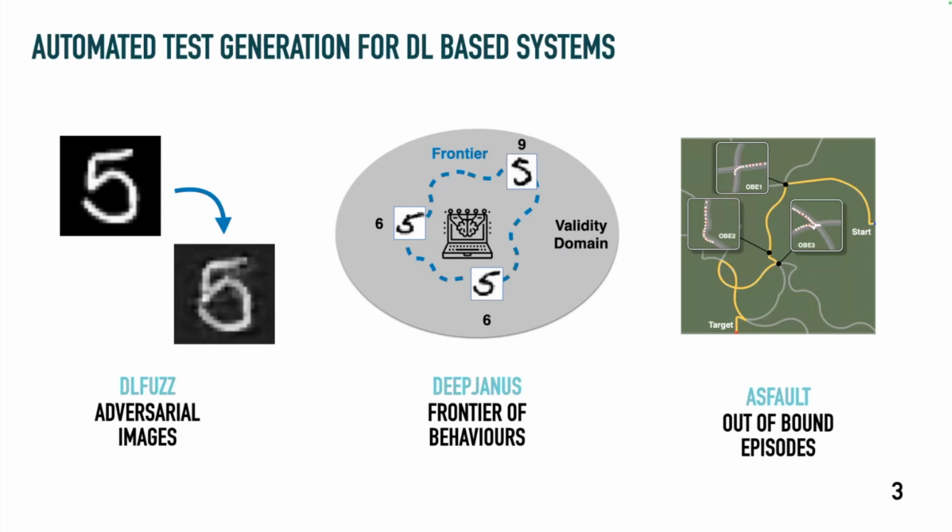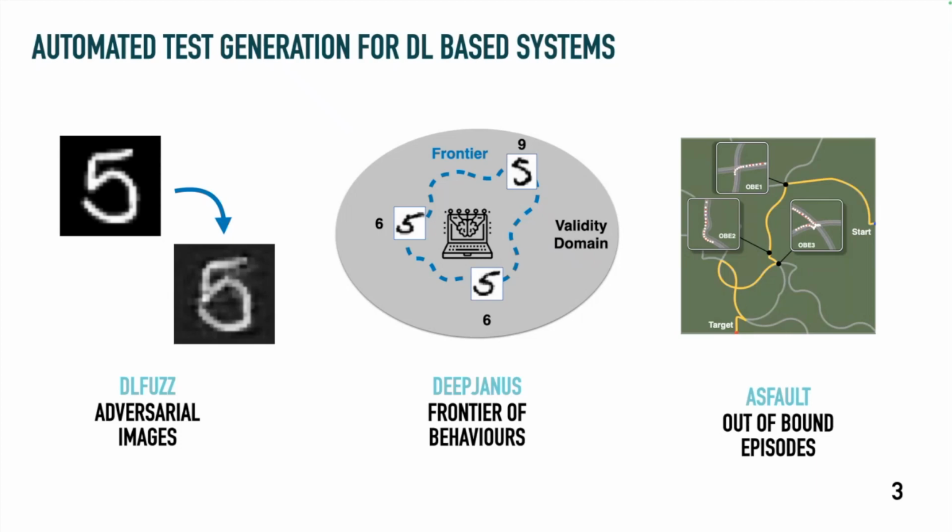I'm just providing some examples of these approaches. Most of them focus on generating adversarial inputs by adding perturbations to the original inputs. For example, DLFuzz manipulates raw input and generates adversarial inputs. DeepJanus is a model-based approach that characterizes the quality of the system using its frontier of behaviors, and finds pairs of inputs that can trigger different behaviors of the system. Also, Asphalt is a search-based approach for generating challenging virtual scenarios for testing self-driving cars, and its output is out-of-bound episodes.